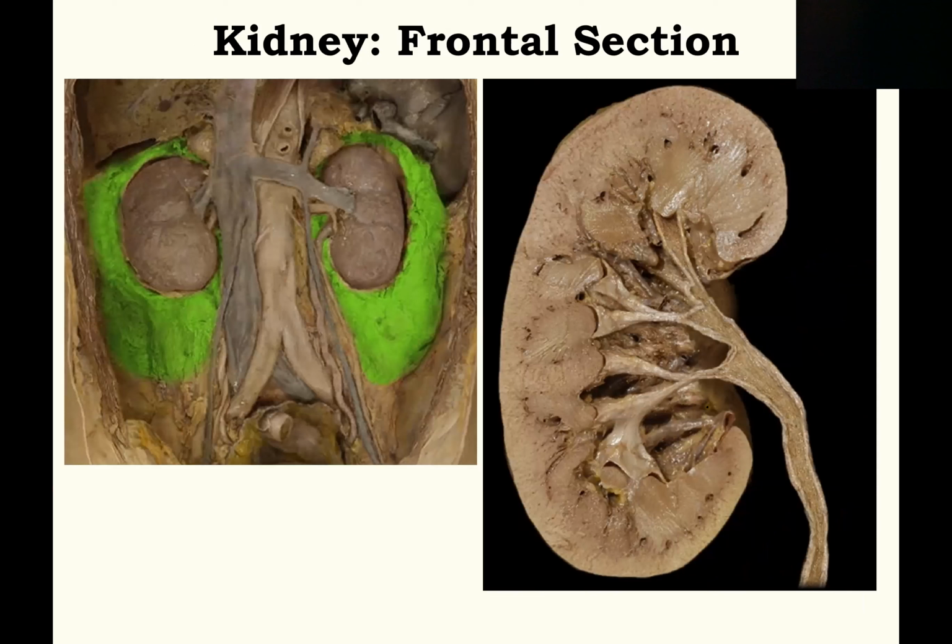Here, and highlighted in green again, is that renal capsule. Again, it would cover up the kidney as well, so they've cut it away. Here in the cadaver kidney, you can see the fibrous capsule out here. You can see the renal cortex. You can see renal pyramids. You can see the renal columns and the renal papilla.